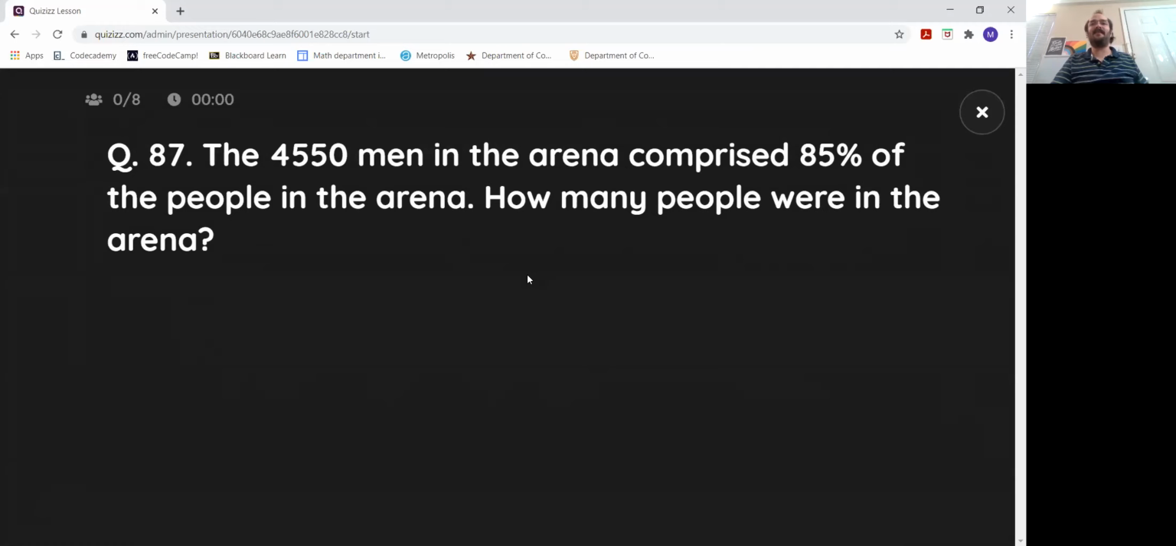4,550 men in the arena. Excuse me, comprise 85% of the people in the arena. How many people were in the arena? You should round this to the nearest whole person. We're not trying to quarter people here.